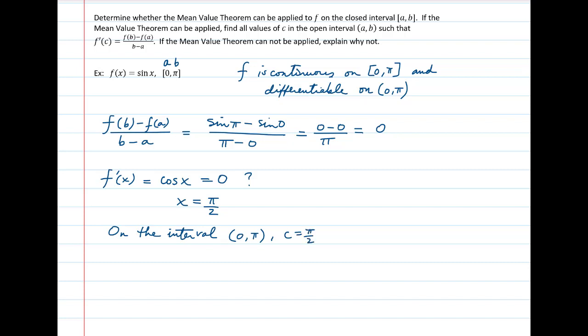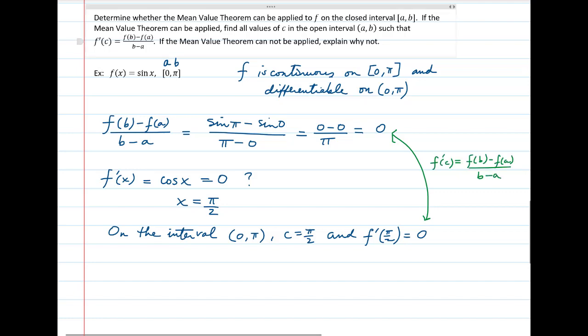So the mean value theorem is guaranteeing that there is some point between 0 and pi, which in our case is pi halves, where the derivative is equal to 0 as well. On the interval 0 to pi, c is equal to pi halves, and the derivative of f at pi halves is equal to 0, which is equal to that quotient. That's how we use the mean value theorem.